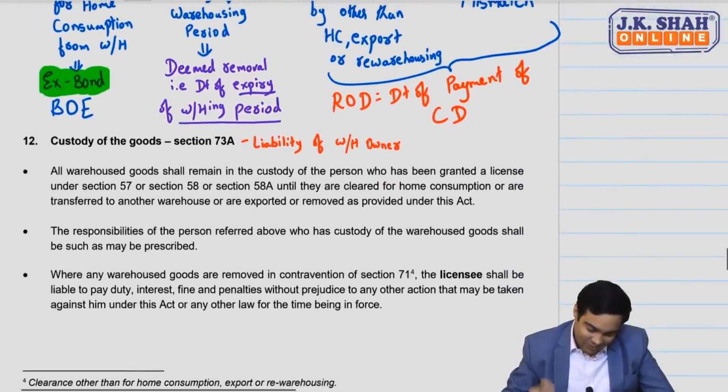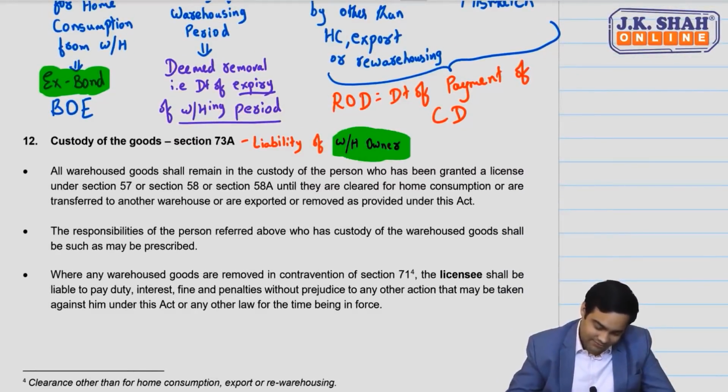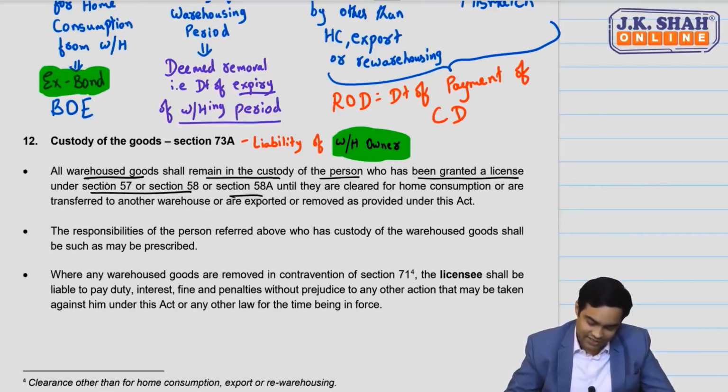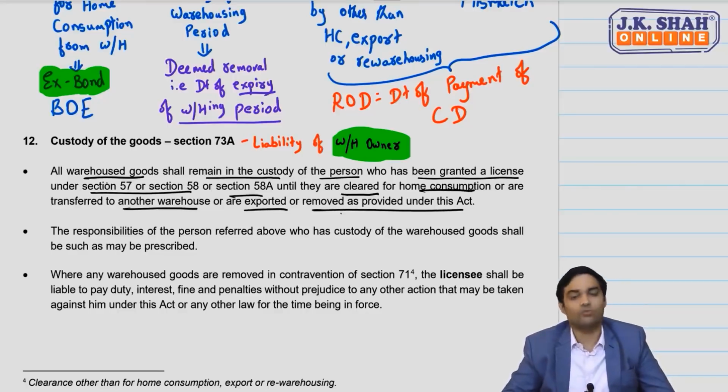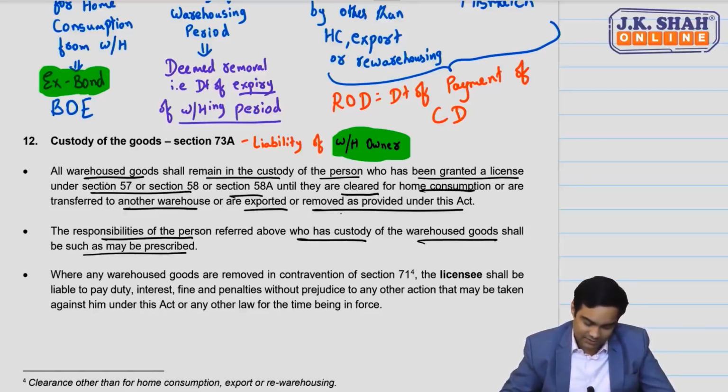Let's see this last provision. This is the liability of the warehouse owner. All warehoused goods shall remain in the custody of the person who has been granted a license under 57, 58 or 58A until cleared for home consumption, transferred to another warehouse, exported or removed under the Act. The responsibility of the person who has the custody of warehoused goods shall be as may be prescribed.